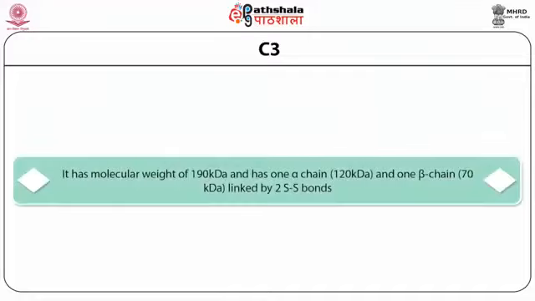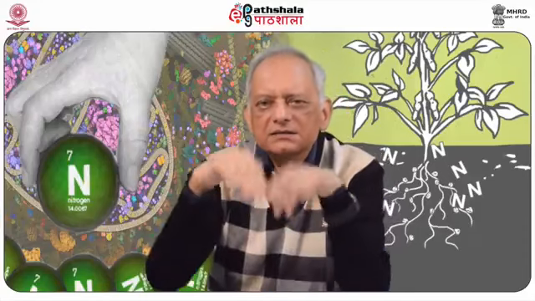C3 has a molecular weight of 190 kilodalton and has one alpha chain of 120 kilodalton and one beta chain of 70 kilodalton. Both these chains are linked by two disulfide bonds. C3 has the highest concentration among all complement components in the serum.